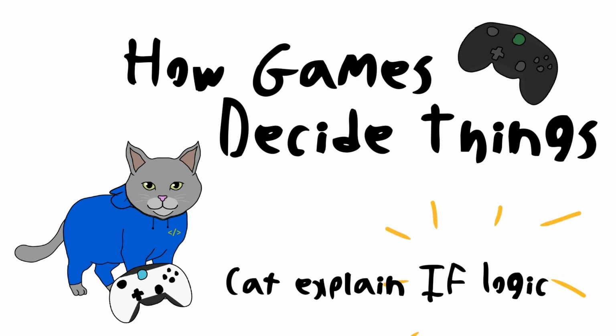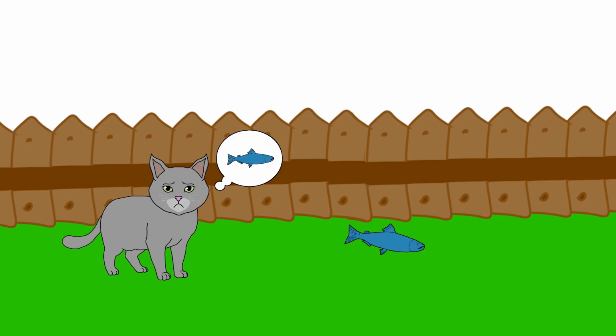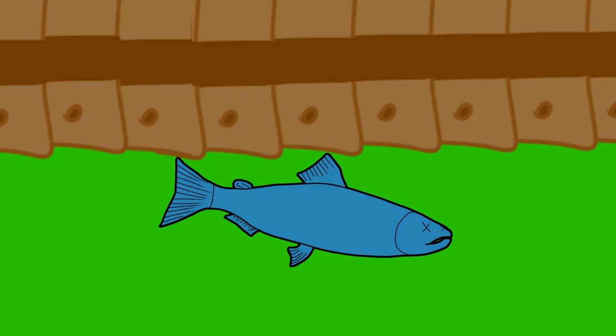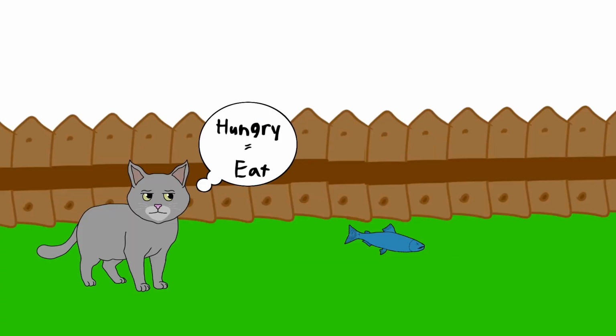How games decide things. Cats explain if logic. Cat exists. Cat wakes up. Cat looks around. Cat feels hungry. Food exists. Food is on the floor. Cat thinks. If cat is hungry, cat eats food.